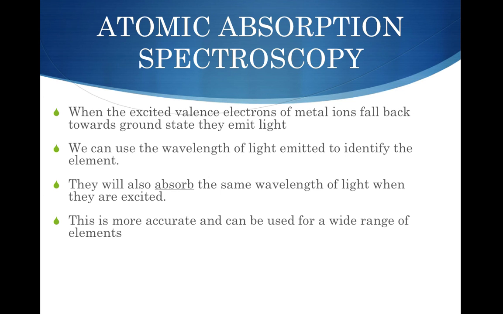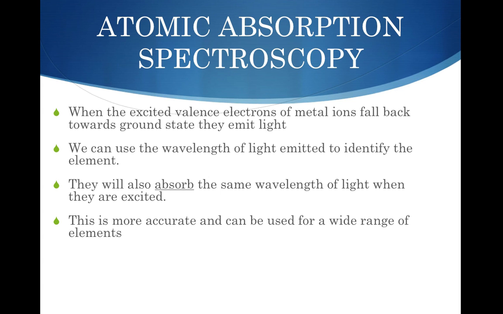So AAS, first of all, this is based on the same principles as flame tests. So if we remember, when excited valence electrons of metal ions fall back towards ground state, they give out light. Okay, and you can use that wavelength of light that's given out to identify the element. But when they go from ground state to the excited state, they absorb light. And they're actually going to absorb exactly the same energy that they emit when they go back in the other direction. Okay, because remember, energy can't be created or destroyed.